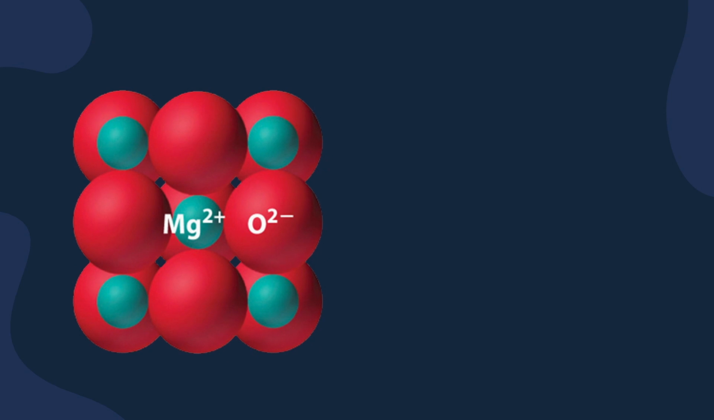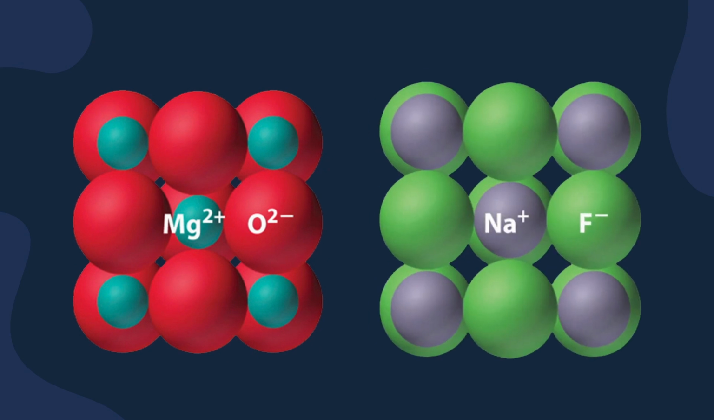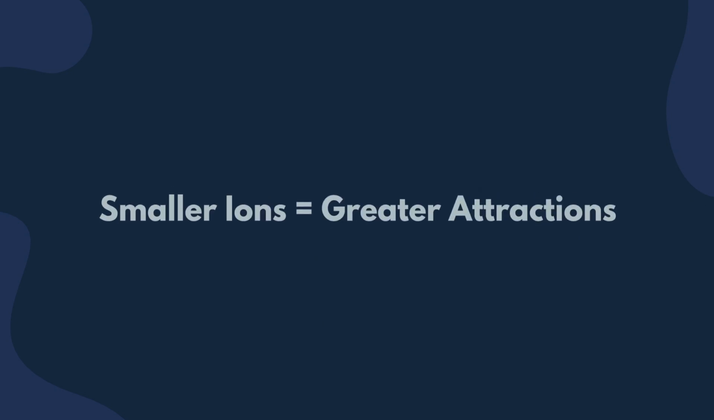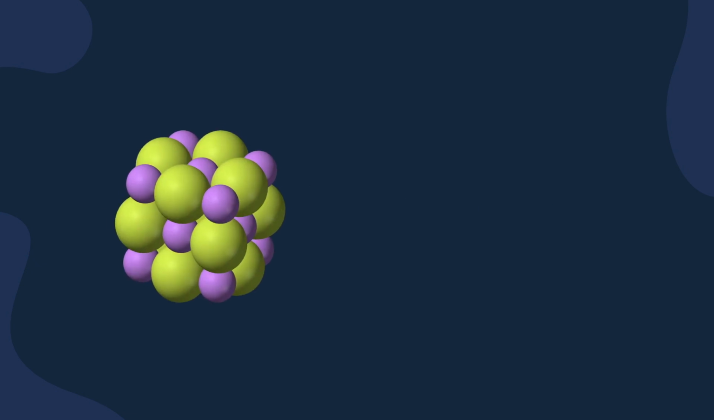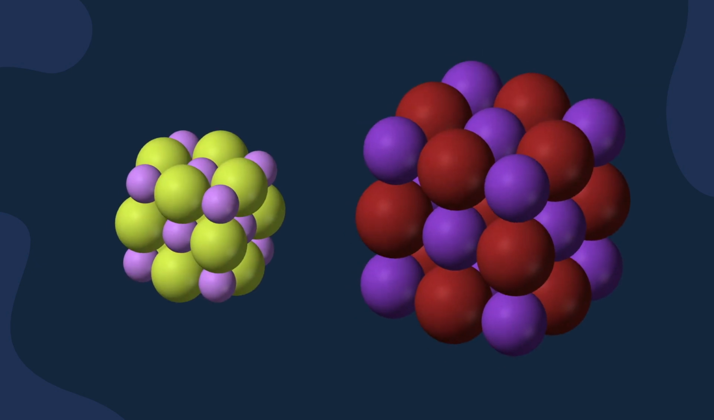The first factor is the charge of the ions, since Coulomb's law states that a greater charge leads to greater bond energy. This can be observed when comparing magnesium oxide, MgO, and sodium fluoride, NaF. This is because magnesium and oxygen atoms have greater charges than sodium and fluorine atoms, making magnesium oxide significantly stronger. The second factor is the relative size of the ions, since smaller ions will have greater Coulombic attractions. Thus, a substance such as lithium fluoride would have greater attractions than potassium bromide.